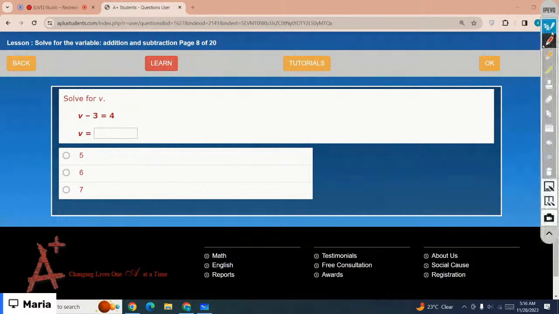Opposite to subtraction is addition, right? v minus 3 equals 4. So you need to add 3 to both sides because you need to isolate the variable v, right? So minus 3 plus 3 is 0, you're left with just v, and 4 plus 3 equals 7. So the correct option is 7.